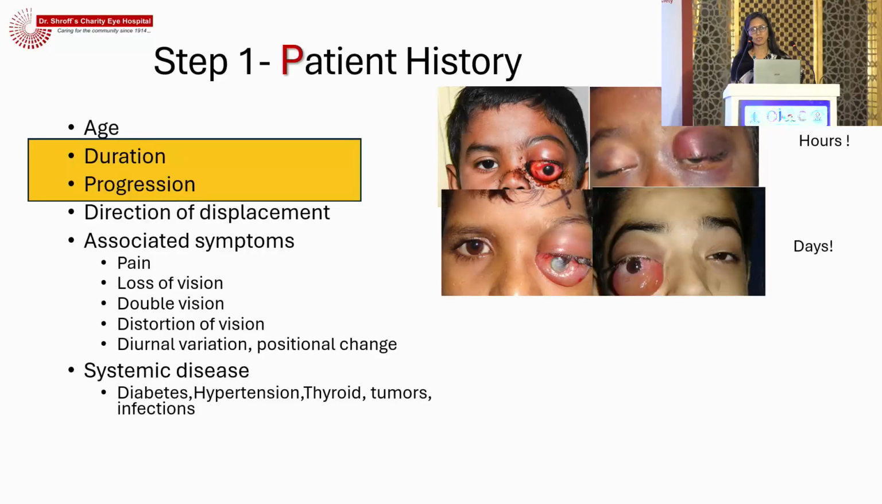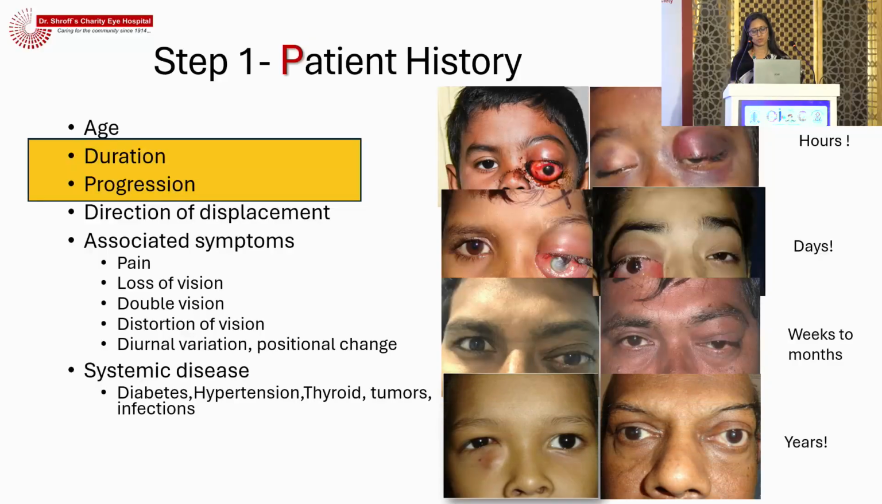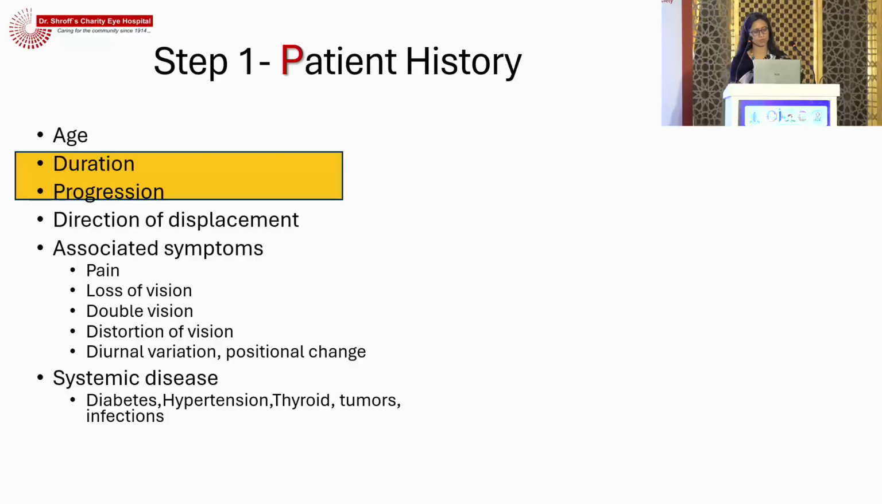Things presenting in days are likely to be inflammatory or infective, rarely neoplastic, like the second child who has rhabdomyosarcoma presenting with a lot of orbital inflammatory signs. Weeks to months, again especially in the older age group, could be a benign or a malignant neoplastic pathology depending on what we are dealing with. And if it is in years, it's most likely a benign cause like a dermoid cyst, or maybe a very slow growing benign lesion like a cavernous vascular malformation.